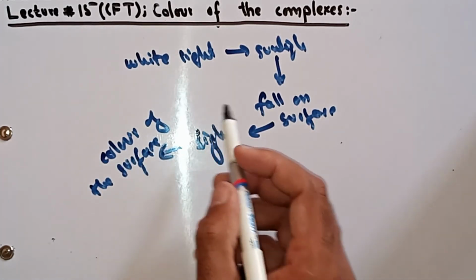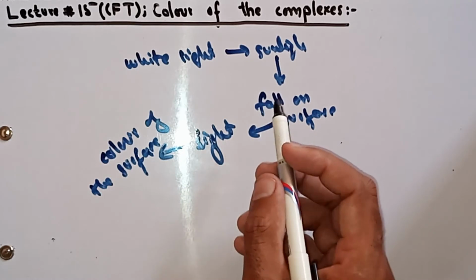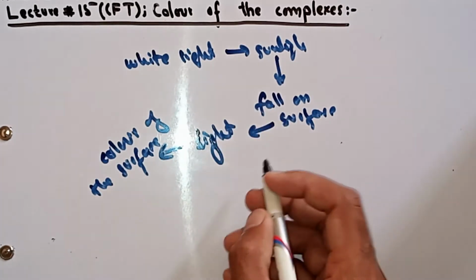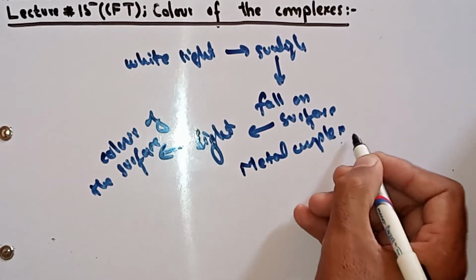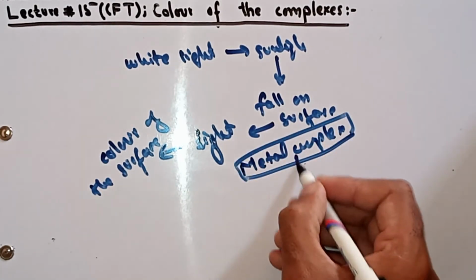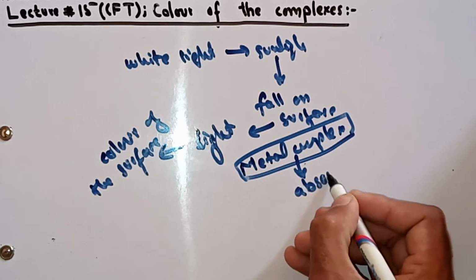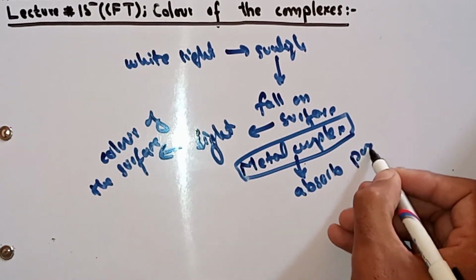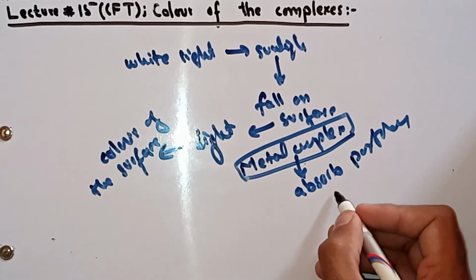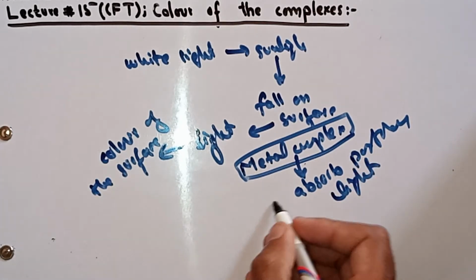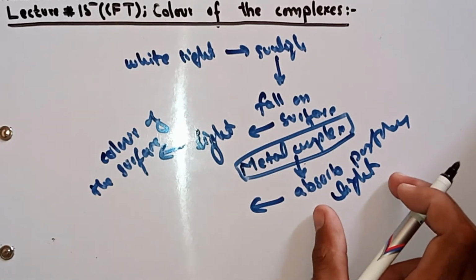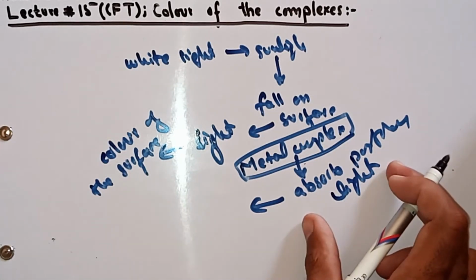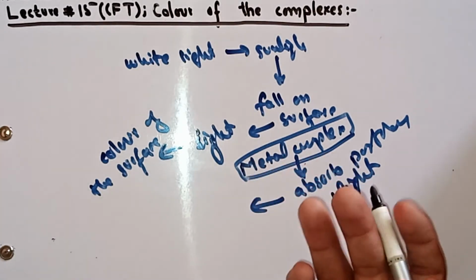Similarly, when white light from the sunlight falls on a metal complex, any metal complex, the complex absorbs some portion of the light. After the absorption of some portion of the light, the remaining light is the complementary color. Every portion of light has some complementary color.